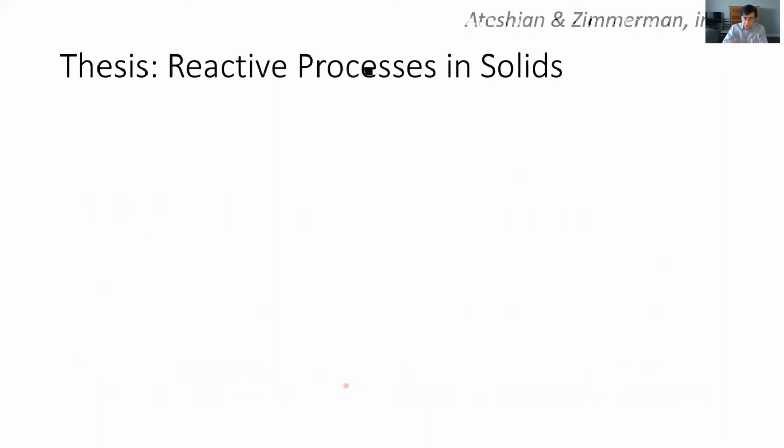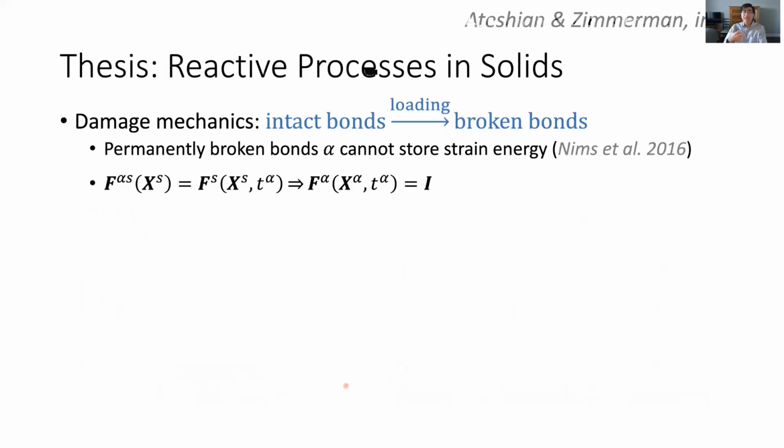So now let's do a little bit more. I'm going to check my clock. Okay, so I'm going to try to be quick and not bore you with too many equations. Let me give you examples of reactive processes in solids which are not growth mechanics. Damage mechanics is a reaction. You can think of it as those molecules that start out with intact bonds. Upon loading and exceeding a certain threshold of loading, will produce molecules with broken bonds. This reaction is one way. The broken bonds will not heal, and so once they're broken, they're permanently broken, and they cannot store strain energy.